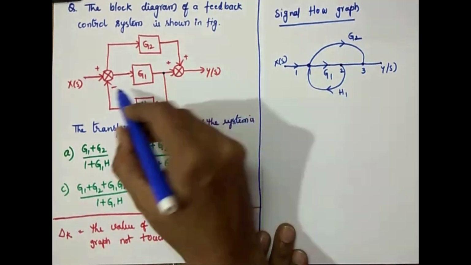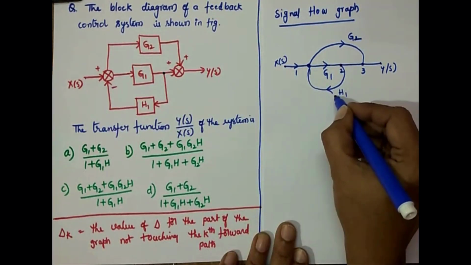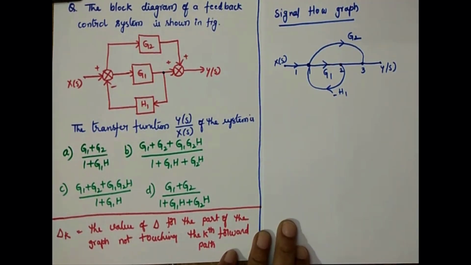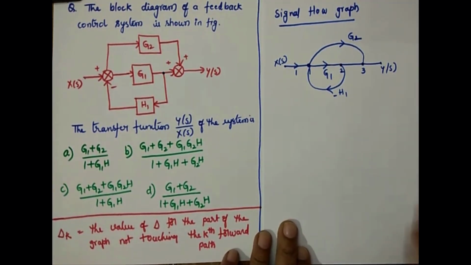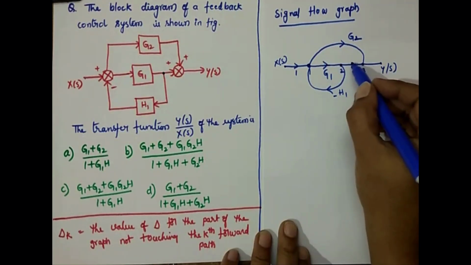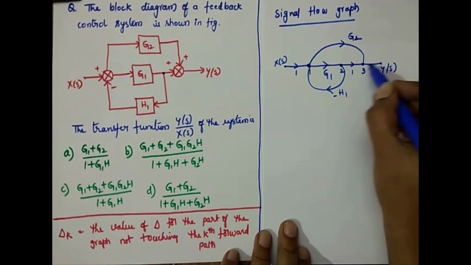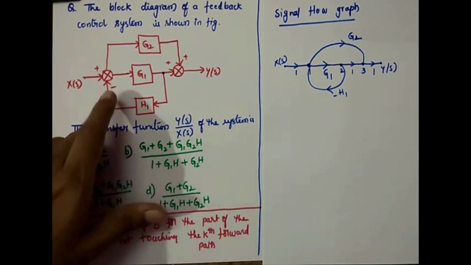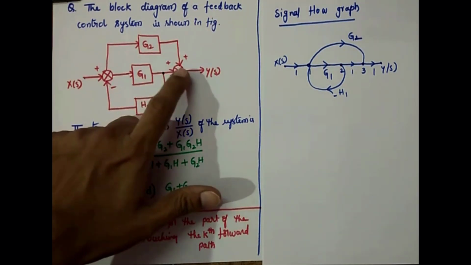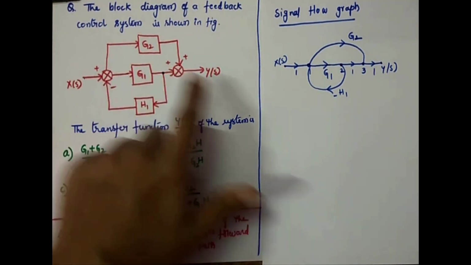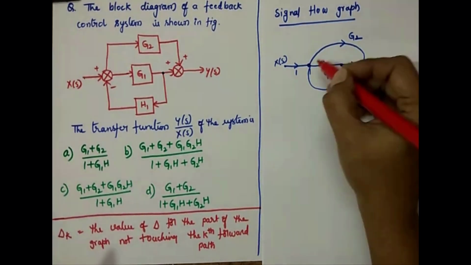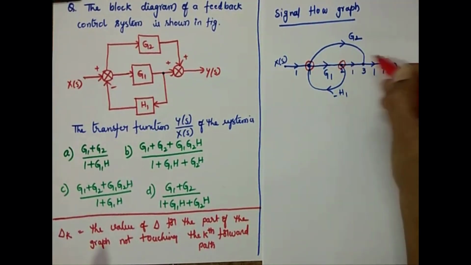H1, and as it gets summed as negative feedback, just write it as minus H1. Okay. So between 2 and 3 you must write 1, and here also between 3 and the output node you must write 1. So summing point and takeoff point and this summing point, totally you have 3 nodes. 1, 2, 3.